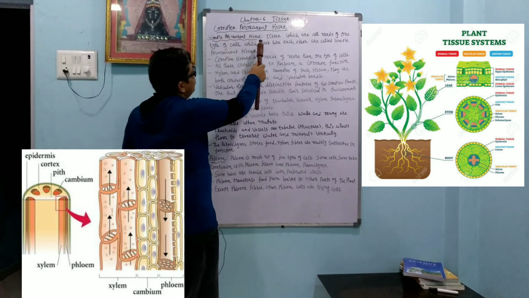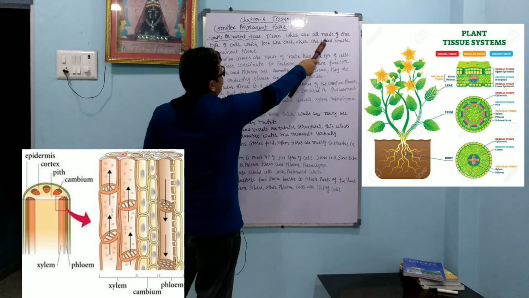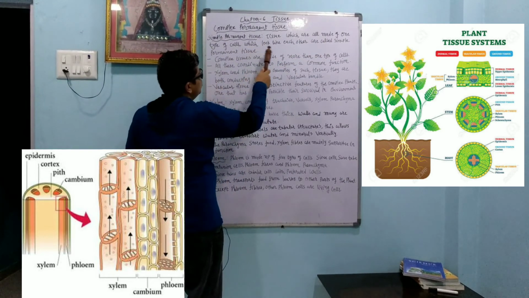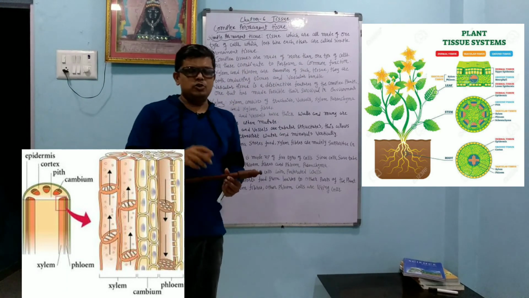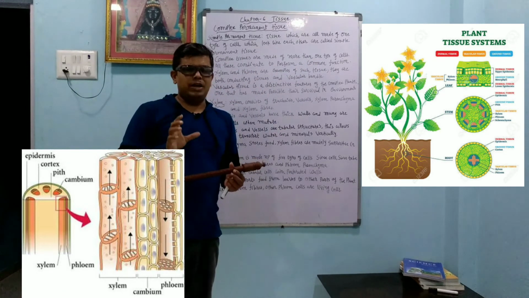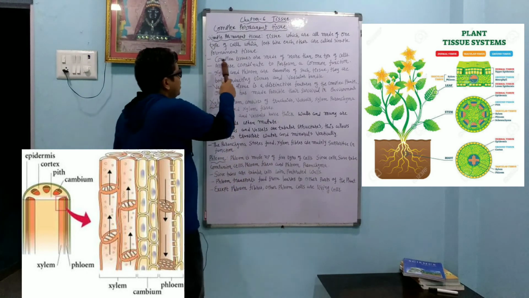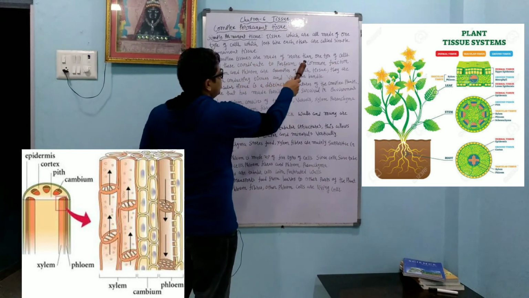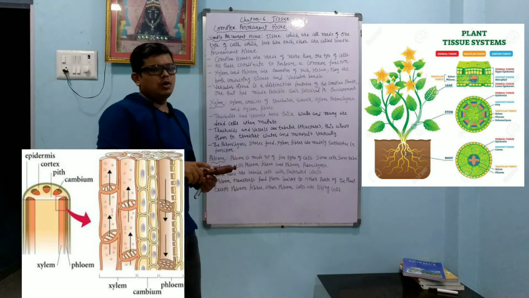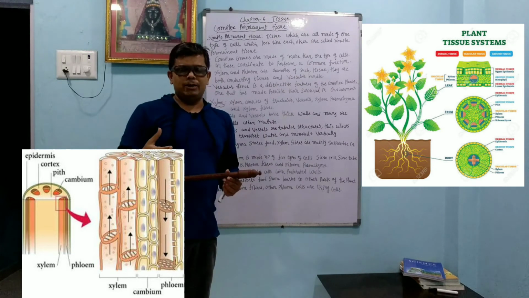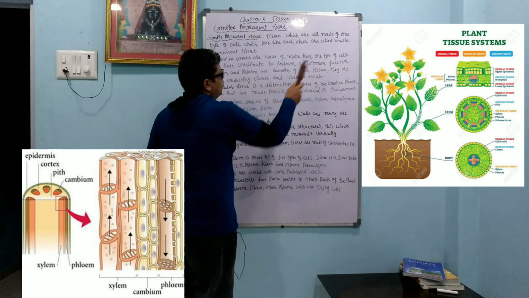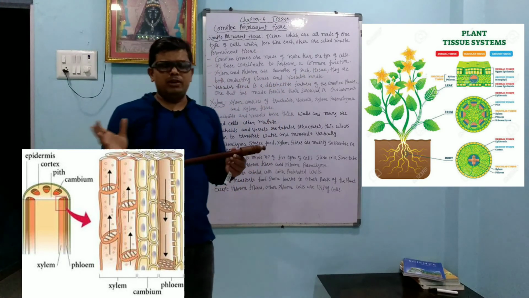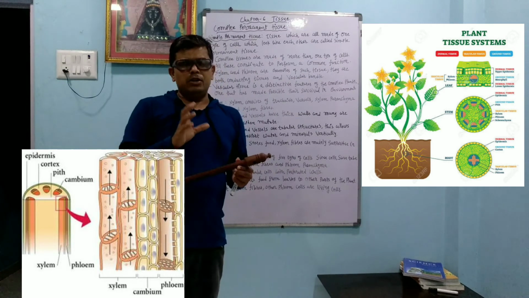Simple permanent tissue, which are all made up of one type of cell that look like each other, are called the simple permanent tissue. Complex tissue are made up of more than one type of cell. All of these coordinate to perform a common function, but they are made up of different types of cells, and their function is the same.